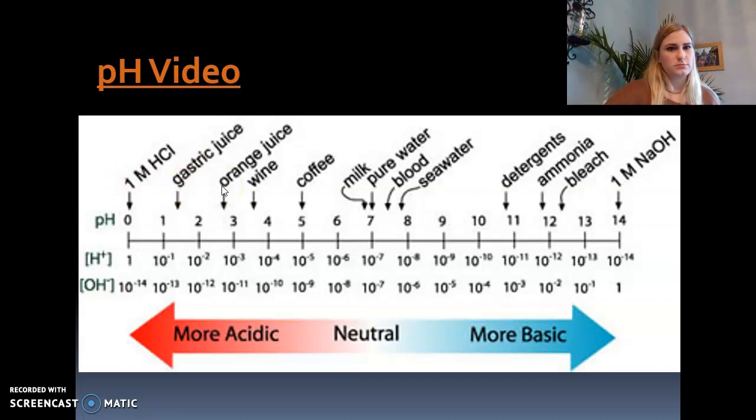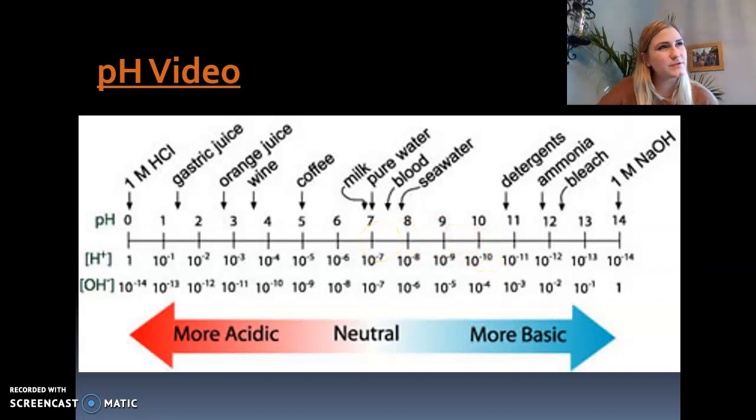We have orange juice, we have wine, we have coffee, we have milk. All of these things are acids. And then right here, smack dab in the middle, we have water, pure water. Blood is a little bit basic, and then we have seawater, detergents like Tide Pods, please don't eat it, ammonia, bleach, and then sodium hydroxide. And all of these bases are very corrosive, just like how these really strong acids are corrosive as well. So we go from 0 to 14, and our middle is 7.